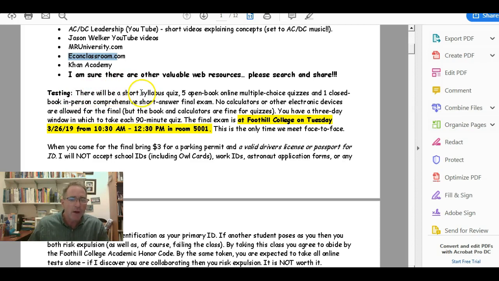Testing, there's going to be 5 open book, online, multiple choice quizzes. There's also a syllabus quiz. I'll mention that in a second. And there's going to be 1 closed book, in-person, comprehensive, short answer final exam. That is going to be worth half your grade. So this is where we really make sure that you have learned something this quarter. There will be no calculators or other electronic devices or notes for the final.